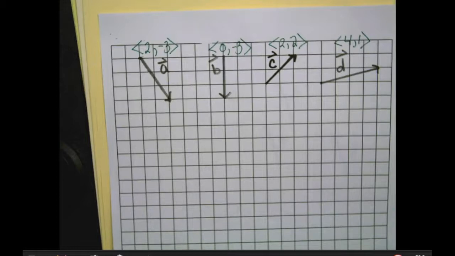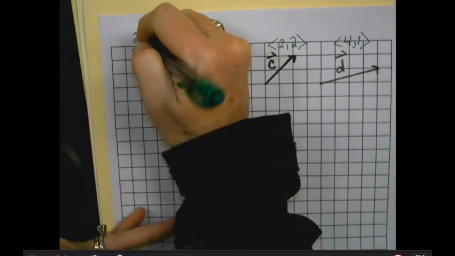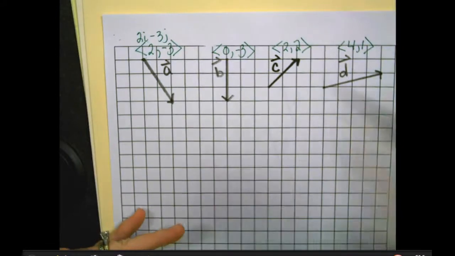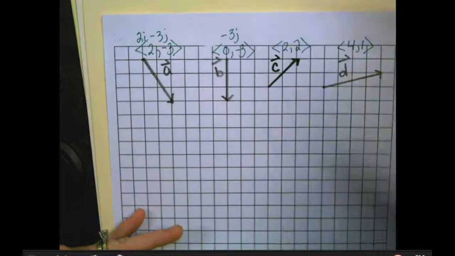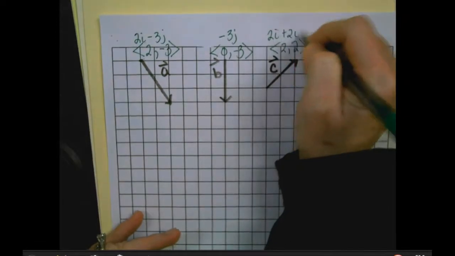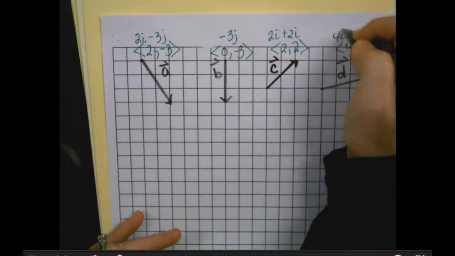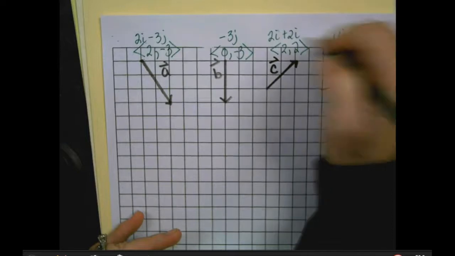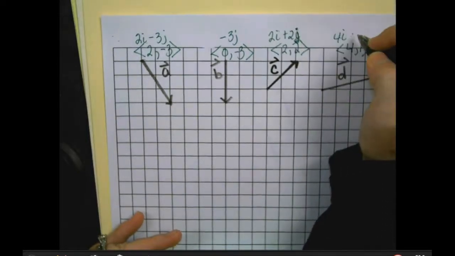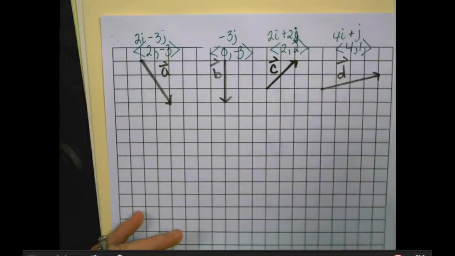So if I wanted to write this with the unit vectors, this would be 2i minus 3j. This would be just minus 3j. 2i plus 2j. This would be 4i. Oh, j. That's what I wrote right there, j. And 4i plus j. Thank you.